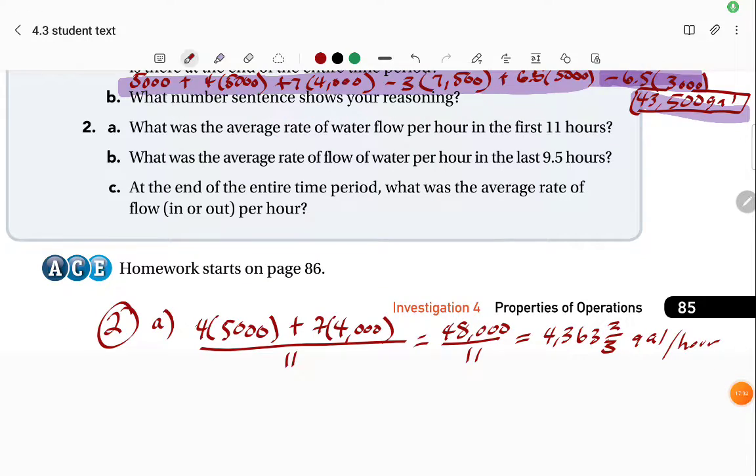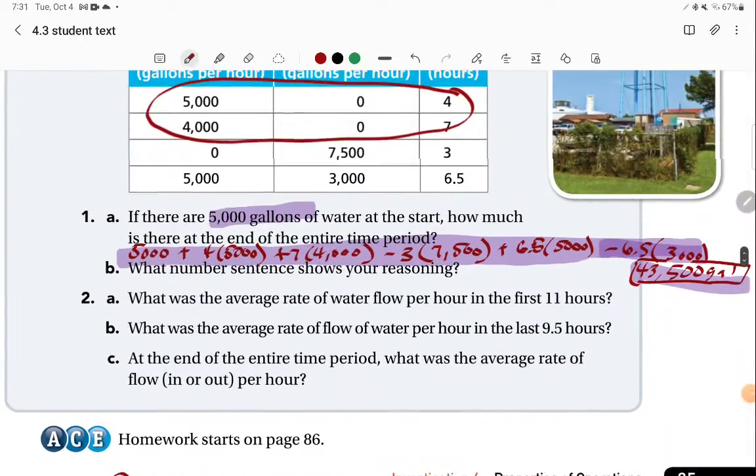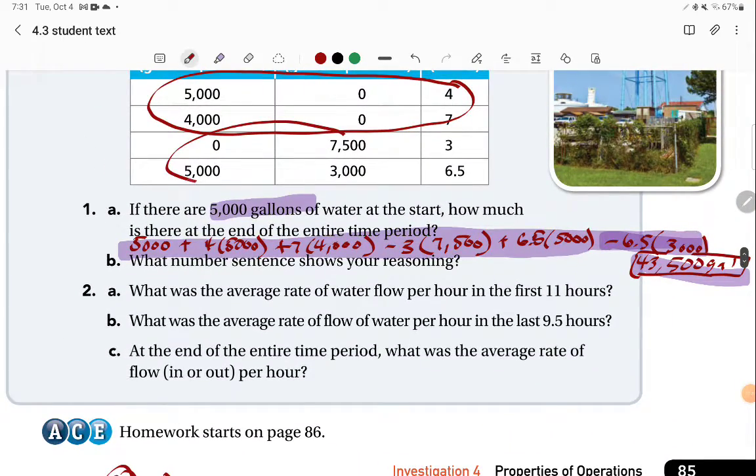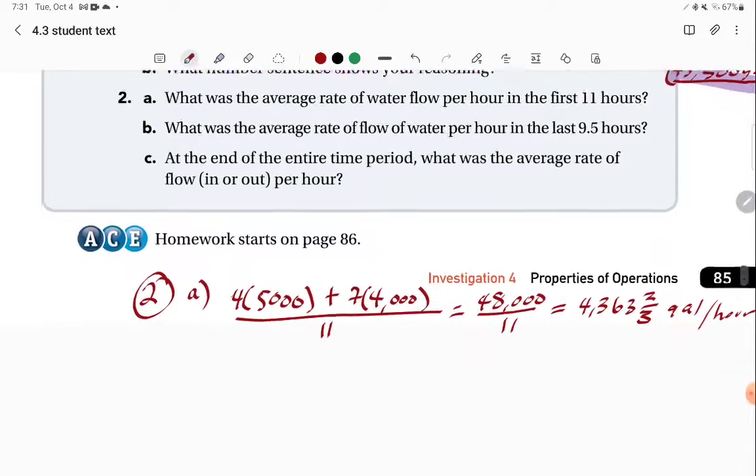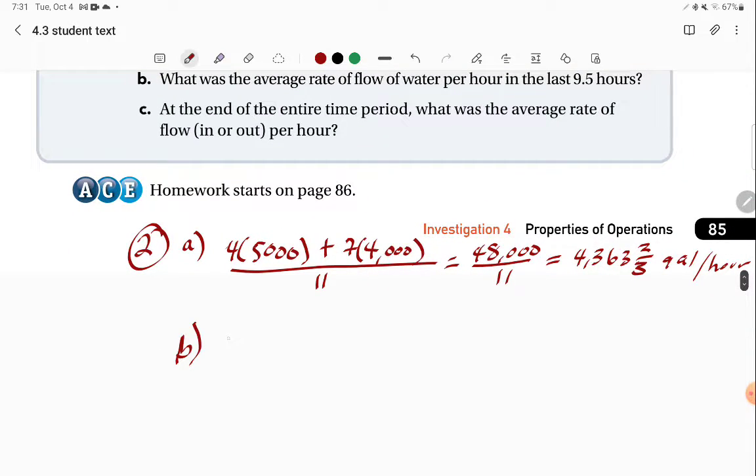And then for the last 9.5, so that includes these right here. So you have a negative, so on B, it's -3 because it's flowing out. 7,500, so it's flowing out for 7,500. On this one, it might make more sense that the 7,500 is negative, but it doesn't really matter because it's still a positive times a negative.